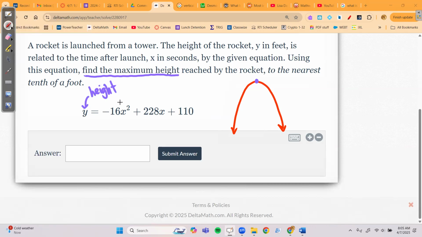See if I can get the right color. There's one here and there's one here. That is going to be the time. All right. So we have to play around with this.